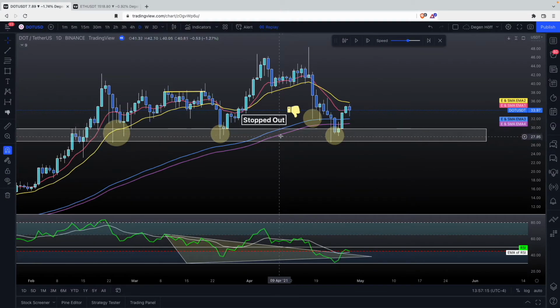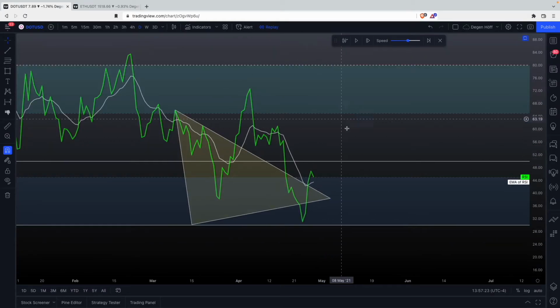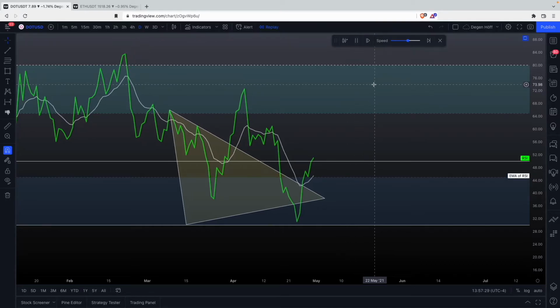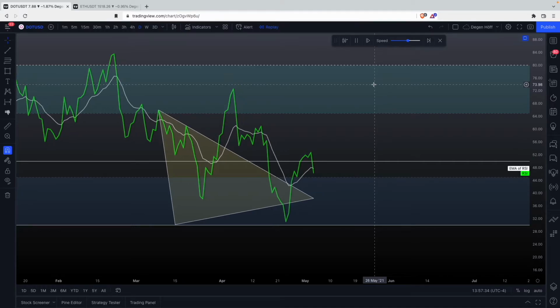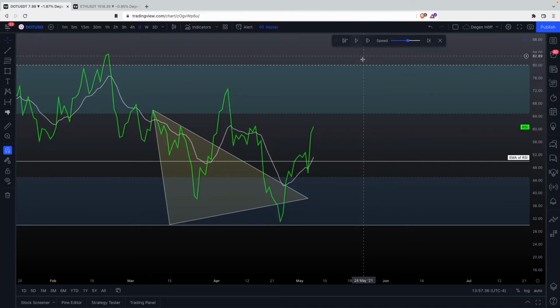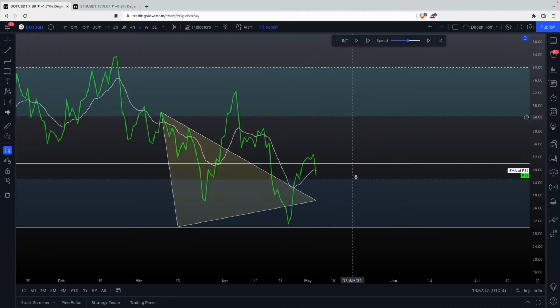So if it's holding these bull market bands and it's re-entering the squeeze, you could enter. Also, you're again above the triangle. I would wait on a back test maybe. Yeah, so okay, there it is. So this is the back test I was waiting on.